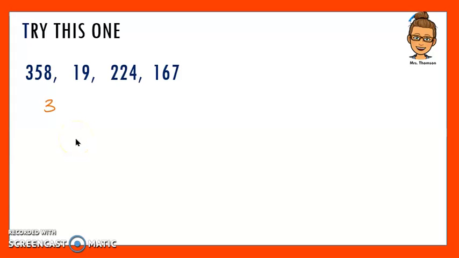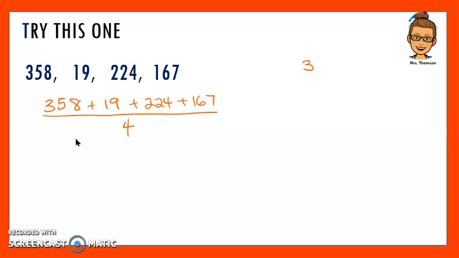Okay, so we're going to add 358 plus 19 plus 224 plus 167, and we're going to divide the answer that we get when we add those together. We're going to divide it by 4. Now, excuse me, I haven't shown you how to set them out, but you already know that you are going to add them by setting them out the way we do when we're doing addition. So I don't need to do this for you. You already know how to do all of this from grade 3, and then you will find the answer.